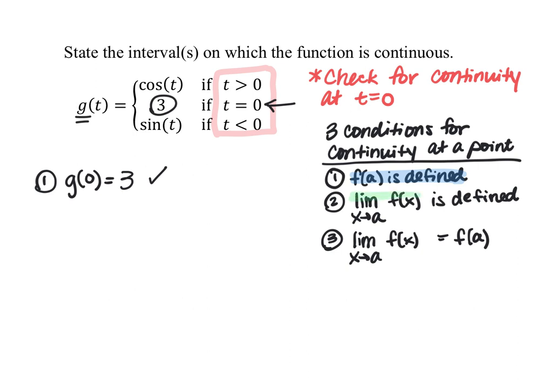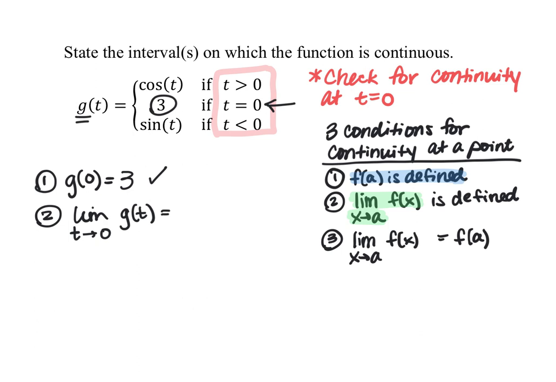The second condition says that in order for the function to be continuous at a specific point, the limit must be defined. In other words, the limit must exist. So for our second condition, we need to determine if the limit exists as t approaches 0. I almost wrote x approaches 0 here. Let me get rid of that and make that accurate. The limit as t approaches 0. So we're looking for the limit as t approaches 0 of our function g of t.